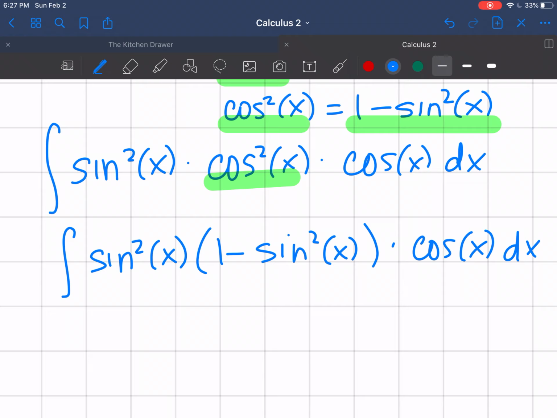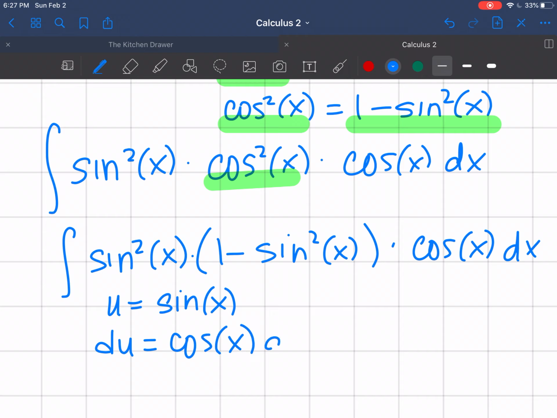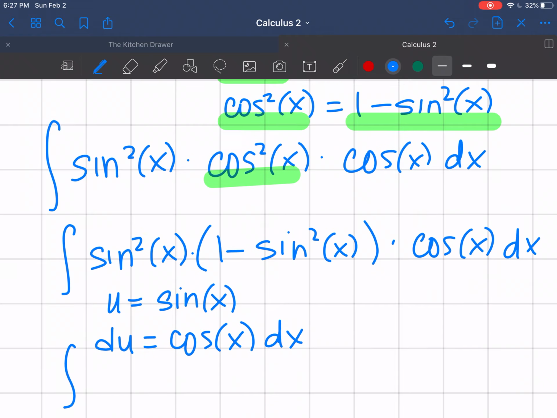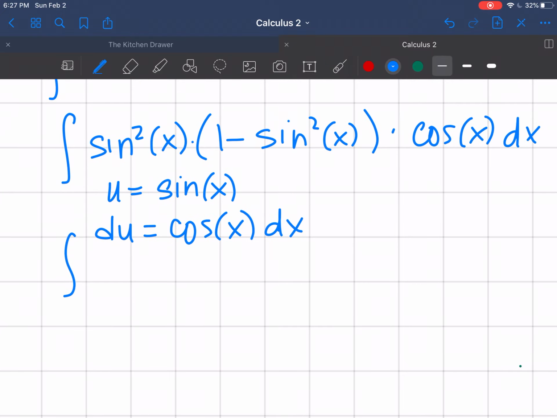And now that you have this situation, we can just go ahead with the u substitution. We let u be sine of x, and then that would mean du is cosine x dx. And so we have a lot of replacements to make in our integrand. Now this integral becomes u squared times 1 minus u squared. And then instead of cosine of x dx, we just replace that with du.